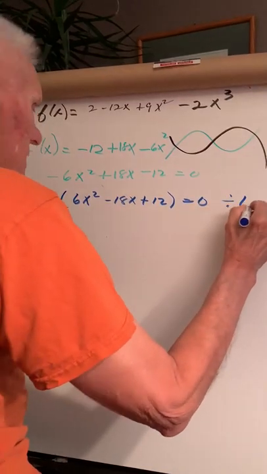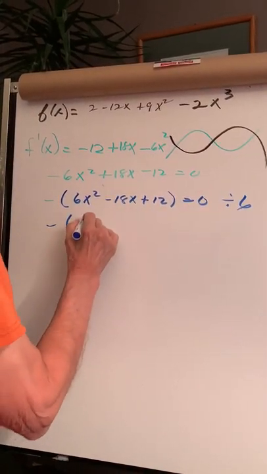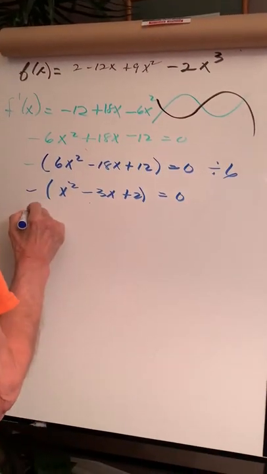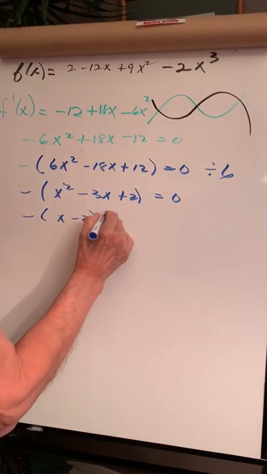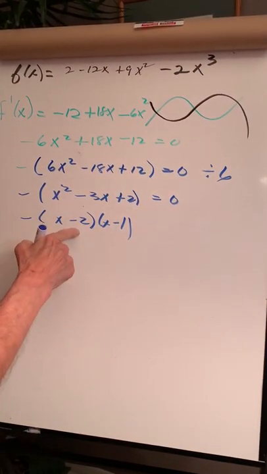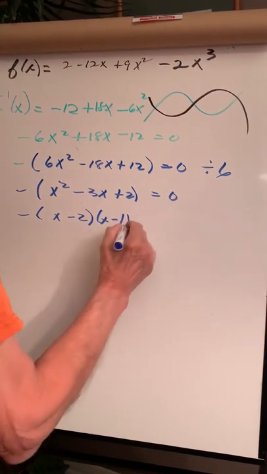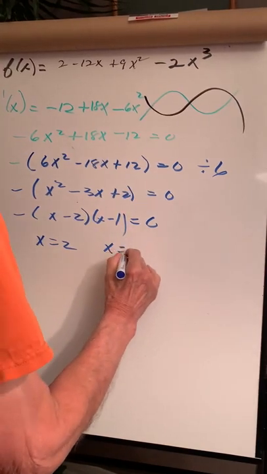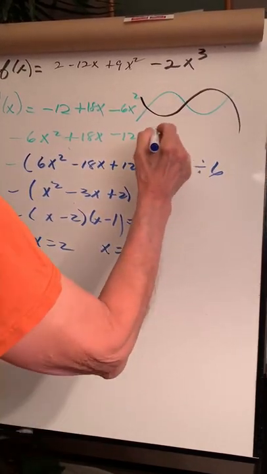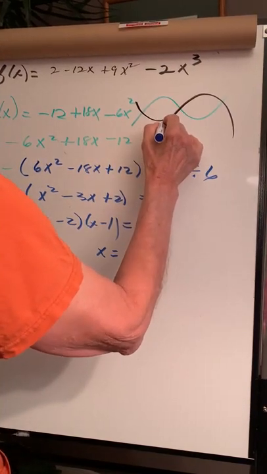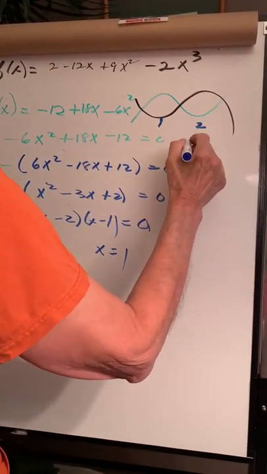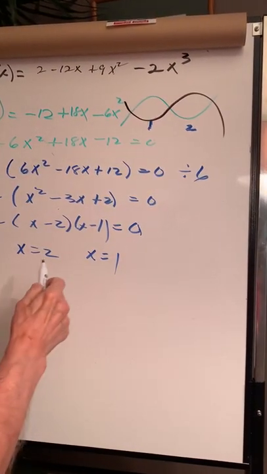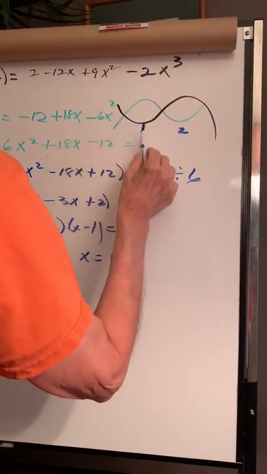And we can divide by 6, so it looks like this: x squared minus 3x plus 2 equals 0. And this factors as (x minus 2)(x minus 1). Setting each factor equal to 0, x can be 2, it goes to 0, and x can be 1, and it goes to 0. So let's say that this here is 1, and this is 2 on the curve.